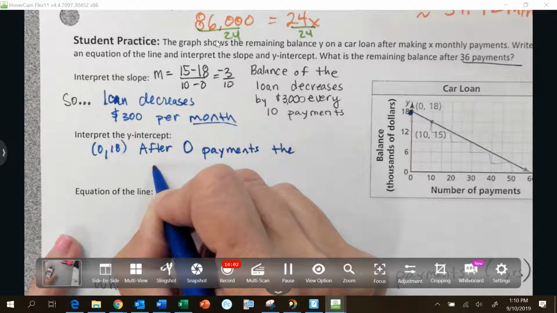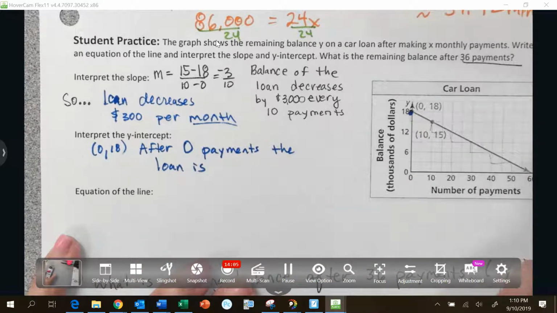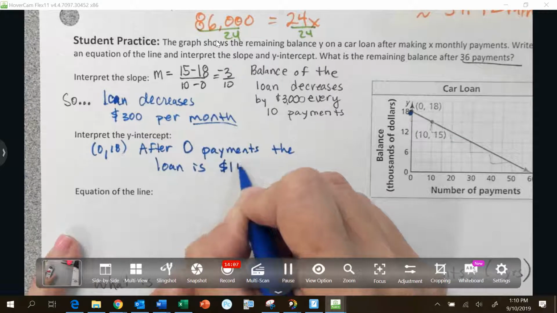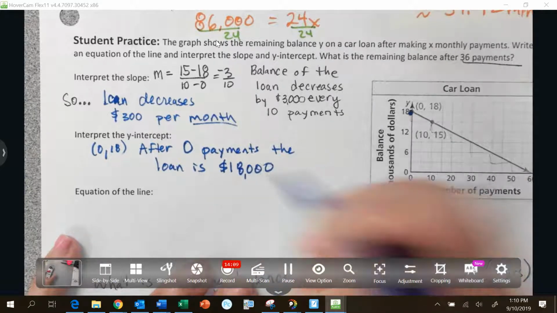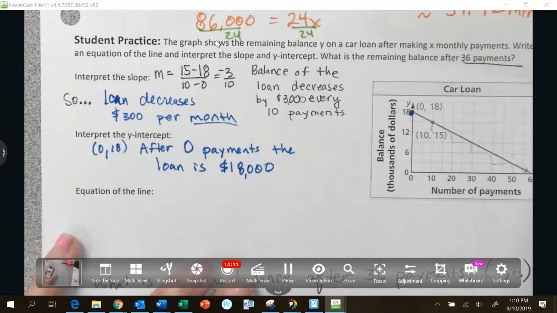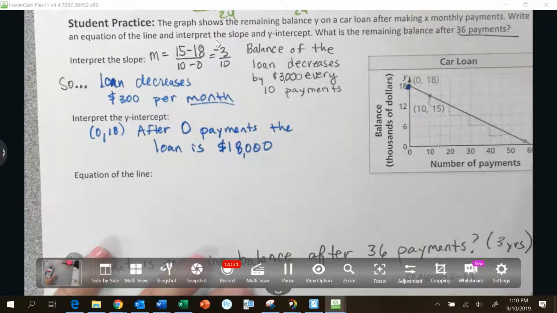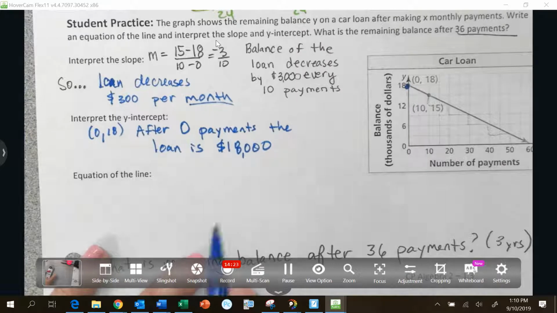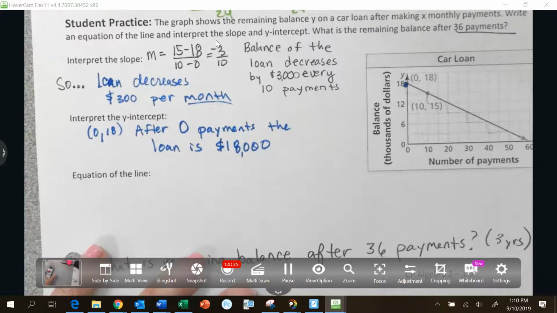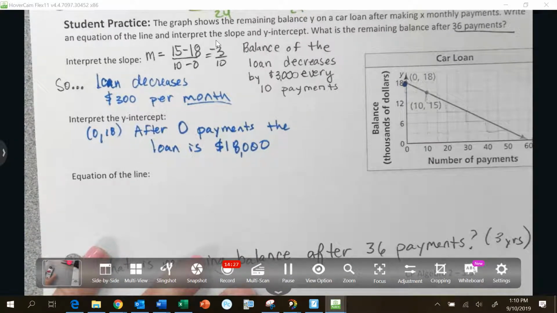The loan is $18,000. So that means you bought your car for $18,000. Maybe the car cost $20,000 and you put $2,000 down. That's what the loan is for. Maybe you couldn't pay for the whole car right away, so you put some money down, but that's whatever the loan is. Or maybe the car is just $18,000.